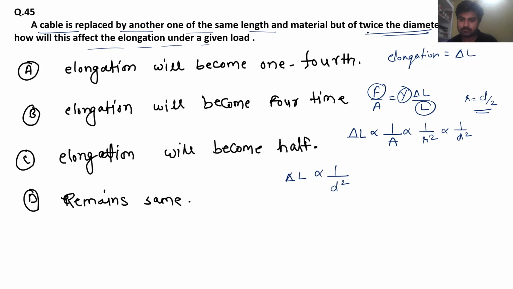Okay. Now read the question. Diameter is twice. Diameter क्या कर दिया है? दुगना. So the elongation will be 1/4. That's it. If diameter is increased by 2 times, this will be decreased by 1 by 2 times the square, because it is d square in denominator. So decreased by 1 by 4. Option A. Okay. So these were some of the important questions of the test, okay, which I need to discuss.